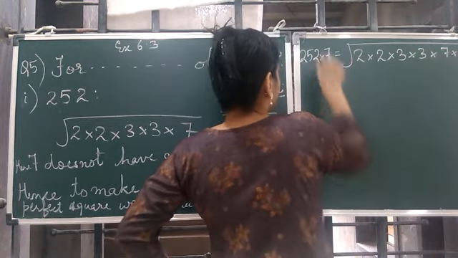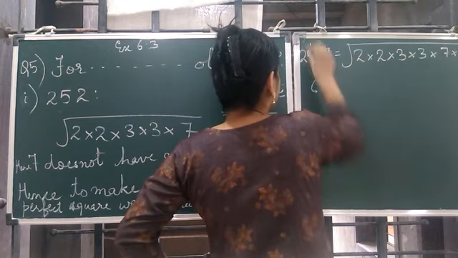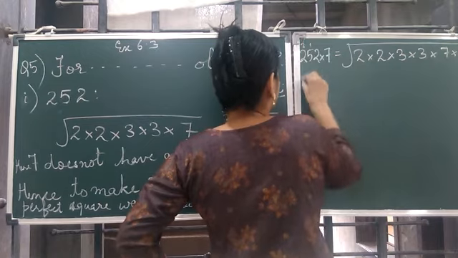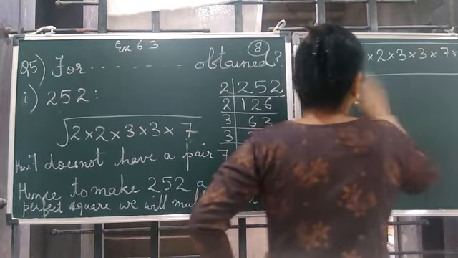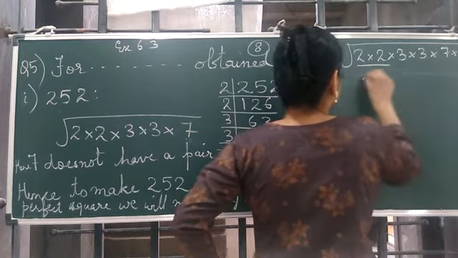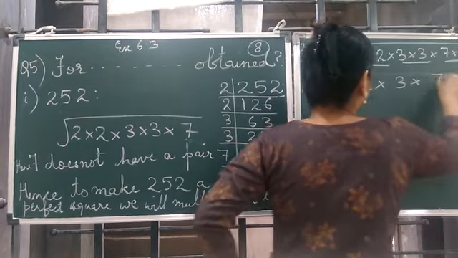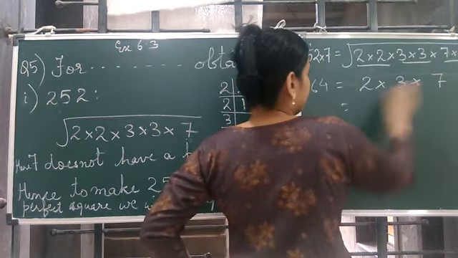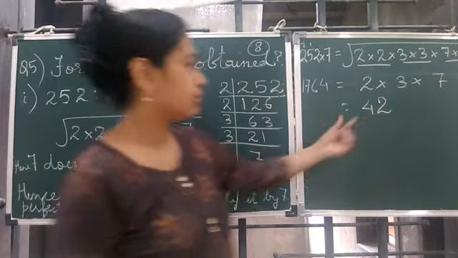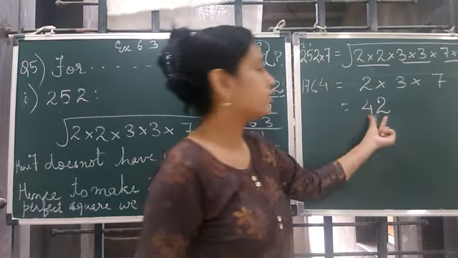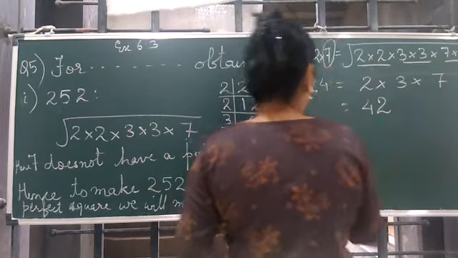2 7s are 14, 7 5s are 35, 36, 7 2s are 14, 15, 16, 17. So this number was actually 1764, and here we take out the pair. This comes out, this comes out, and this comes out. So 2 3s are 6, 6 7s are 42. We have to find the square root also of that particular number. So this is the square root, 42, and what is the answer? The answer is this 7.